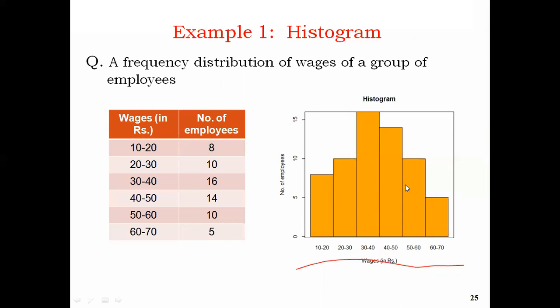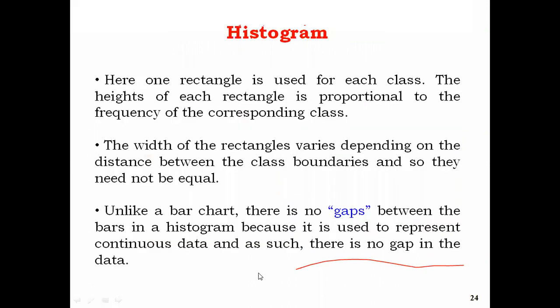All the rectangles are equal here, but sometimes, suppose it is given 10 to 20, and then 20 to 40, then the second one will be 20 to 40, up to this. So two rectangles' worth of width will be taken. So the width depends on the distance between the class boundaries, and so they need not be equal.